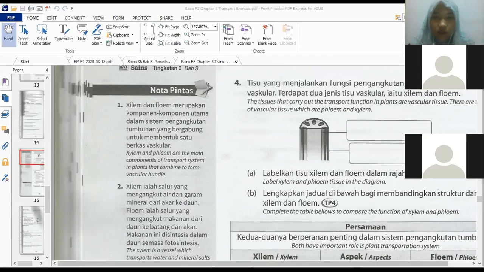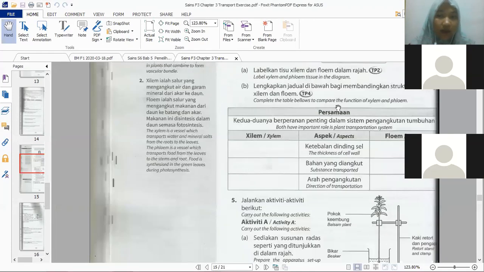Okay, so the next question says, complete the table below to compare the function of xylem and phloem. So you have to compare xylem and phloem. This is the aspect, which is the thickness of the cell wall. Which one is thick, is it xylem or phloem? Which one is thicker and which one is thinner? And why do they have a thickness of cell wall? Why does it need to have that thickness? That also has a relationship with the function of the tissue.